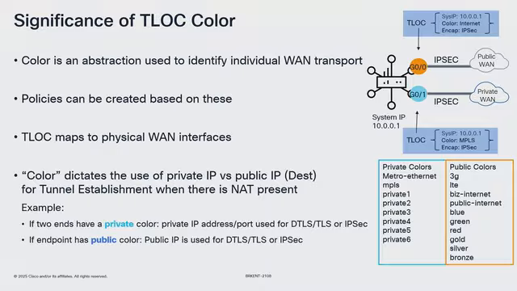Now, why is this important? Because we use this to create policies so that your routing and other decisions can be taken appropriately. And we also use this to set up the data plane tunnels, whether it's going to be using public IP or private IP, and so on. So if you've defined a color, there is a set of colors which have been defined as private, another set called public. Depending on the color that you've defined, it will use the appropriate IP to establish those tunnels.